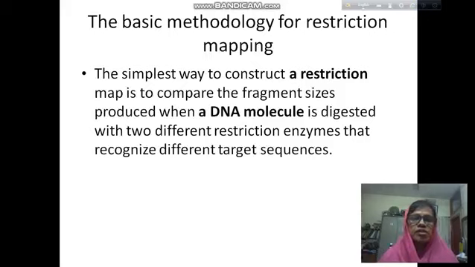The basic methodology for restriction mapping. The simplest way to construct a restriction map is to compare the fragment sizes produced when a DNA molecule is digested with 2 different restriction enzymes that recognize different target sequences.